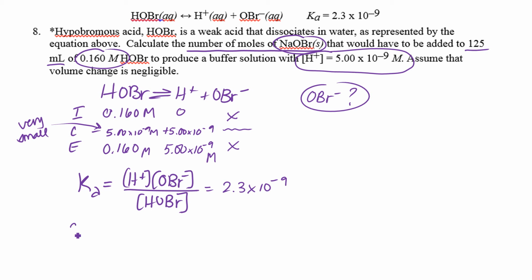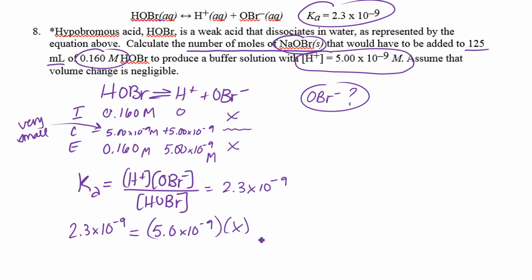All right, so remember K is equal to 2.3 times 10 to the negative 9th. That is given up here in the problem. Your H plus is given. It's 5 times 10 to the negative 9th. Your OBr concentration is unknown. That's our unknown. And then your HOBr is 0.16.